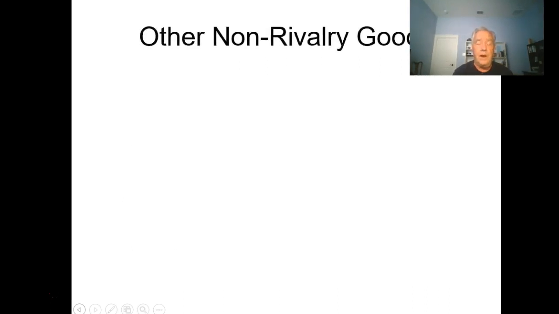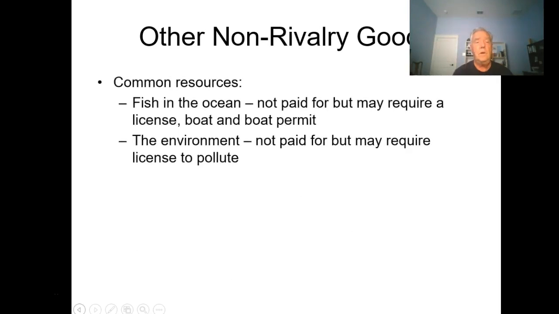Other non-rivalry types of goods: common resources. There's no rivalry for fish in the ocean. As long as you go out in a boat and have a permit to fish, if it requires a license, you can fish the ocean for all the fish that the license permits. So that's a common resource available to everyone. Anyone can go out in a boat and go fishing as long as they have a boat permit and a license to fish.